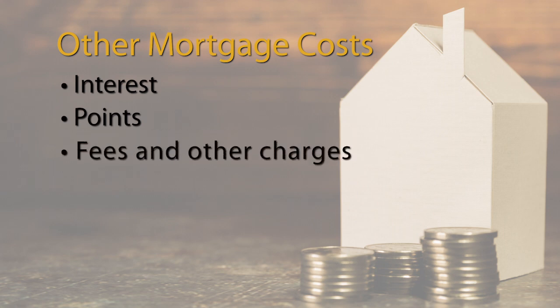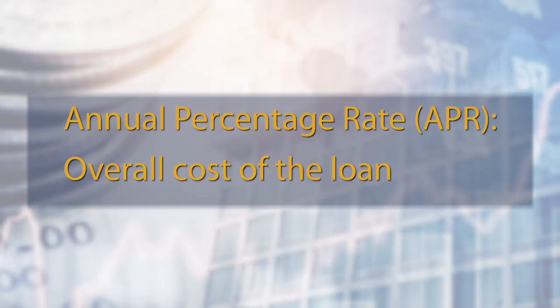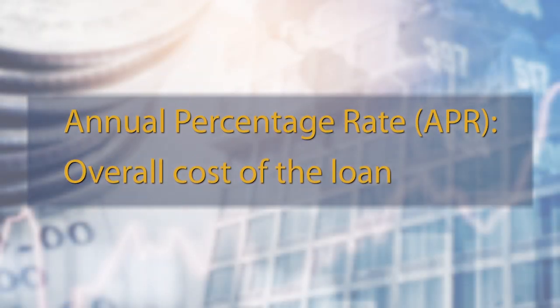Fees include lender charges for application fees, processing fees, and additional insurance fees. Mortgages come with an annual percentage rate. The annual percentage rate represents the total cost of the loan in a year. The annual percentage rate includes the interest rate, points, some fees, and other charges you pay for the loan. Use the annual percentage rate to compare loans.